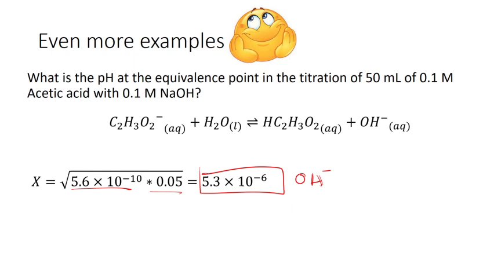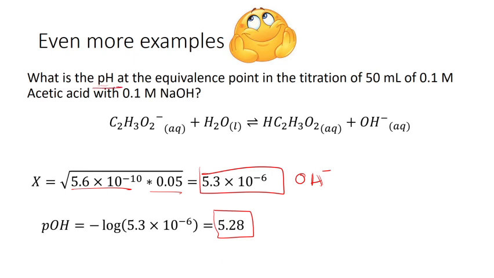So using this number, just like with hydrogen concentration, we can calculate a P version of this, or pOH, which gives us a pOH of 5.28, which is great, but we're not concerned with pOH. We want to know pH at equivalence point. So if you recall that pOH plus pH equals 14, then we can just say that 14 minus 5.28 gives us a pH of 8.72, and that is what we want.